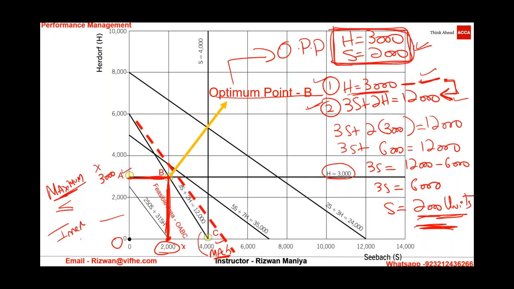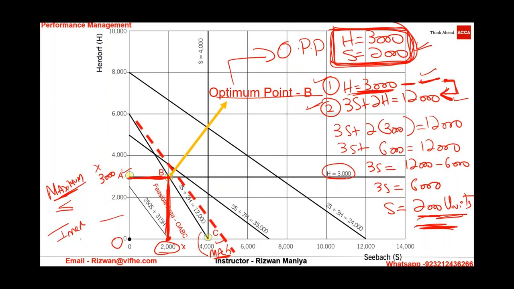I did solve this simultaneously and got the same answer, and I used substitution method. That is, I put equation 1 into 2 because I already had the figure of H here. So once I put that into the other equation, I got the answer of S, and this is the optimum production plan. And after that, I worked out the profit. Okay. So I hope this is clear.